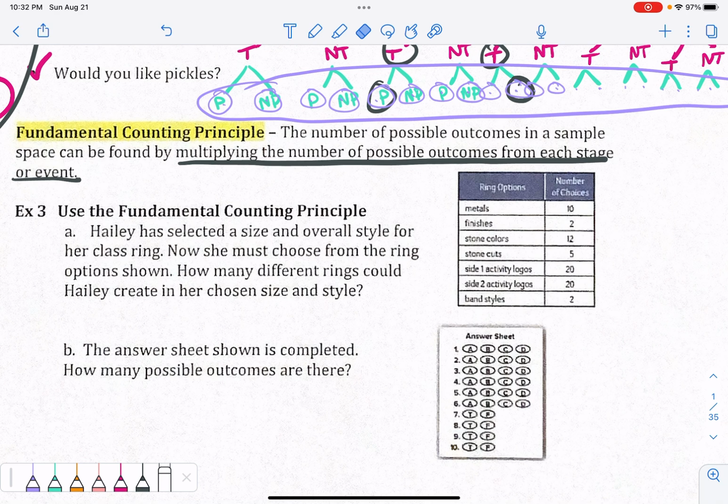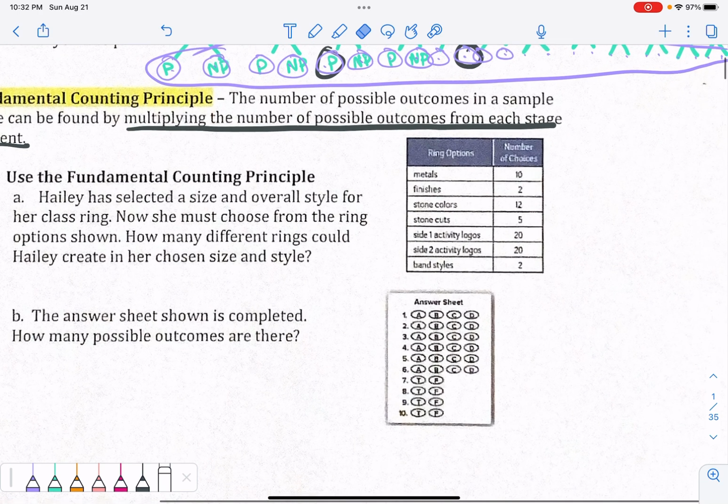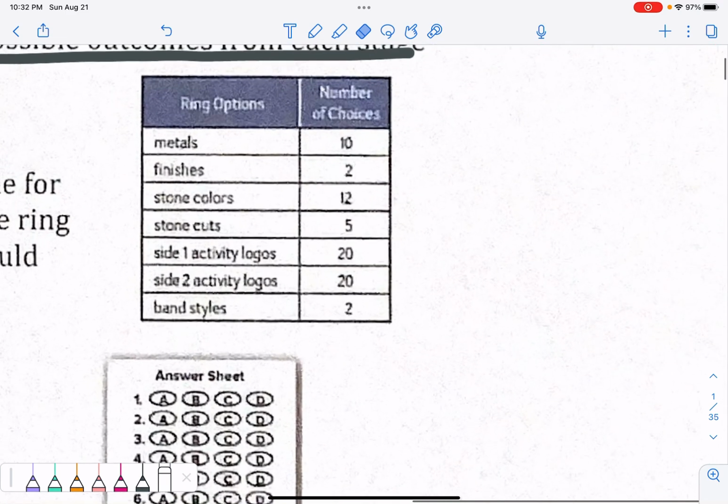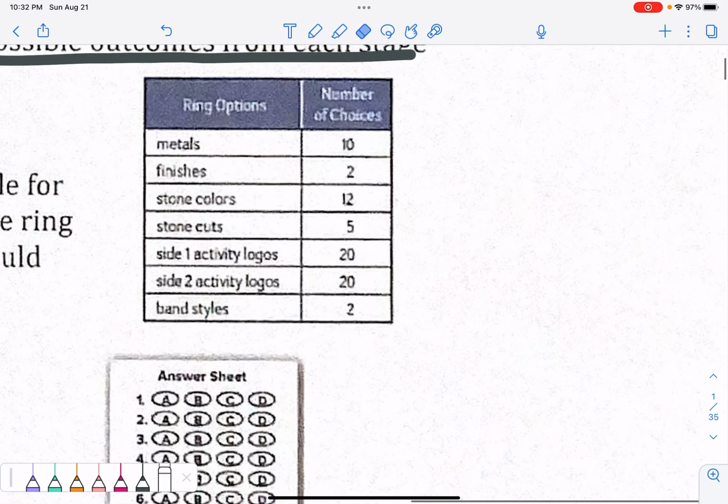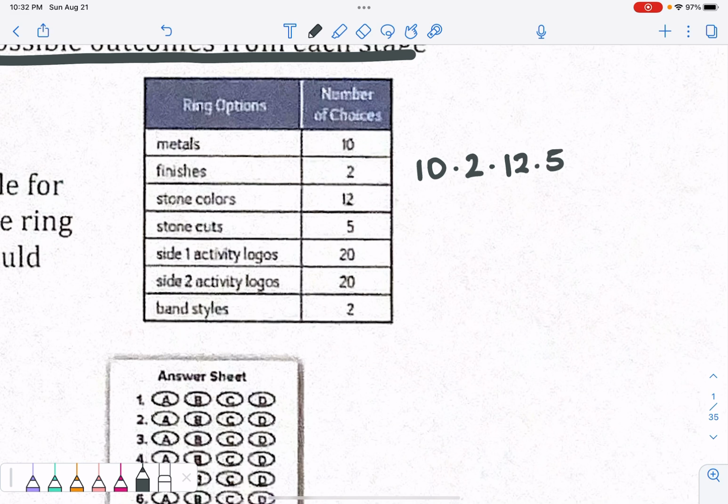Haley has selected an overall style for her class ring, and now she must choose from the ring options shown. How many different rings could Haley create in her chosen size and style? This is going to be massive. So we would just literally take all of these times each other: 10 times 2 times 12 times 5 times 20 times 20 times 2 again. Holy crap, that's a lot. Okay, I don't even have a calculator with me, so I can't calculate that out. I can multiply some of these together.